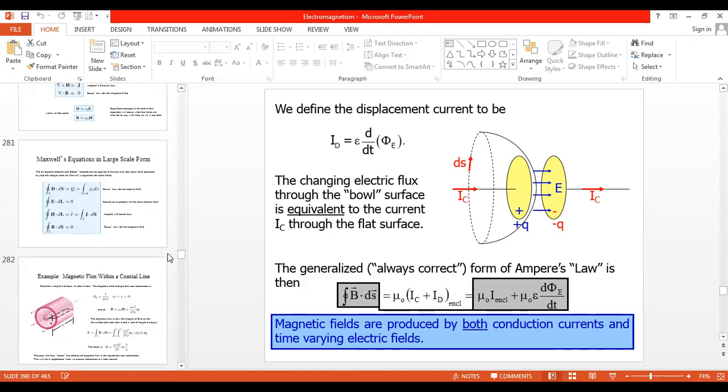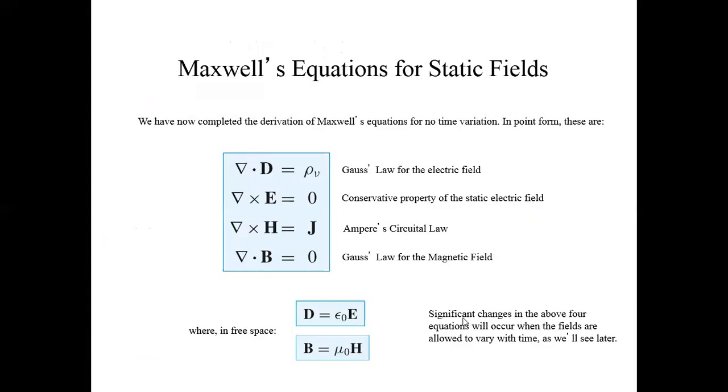Yes, sir. Here, in this slide, we can see very easily: del dot D is equal to rho V. This is for a static field, but for time varying there will be a change. This is the differential form. For time varying, del cross E will become minus del B upon del T. As here it is Gauss law, here we will write Faraday's law of EMI.